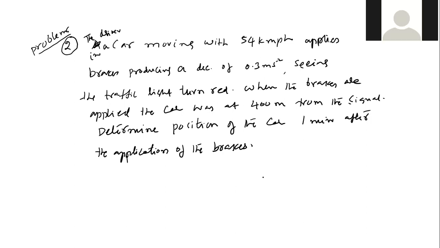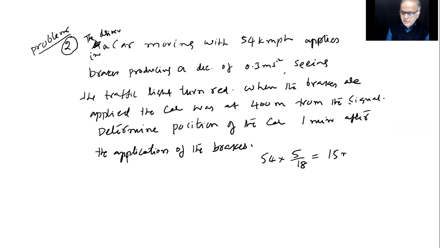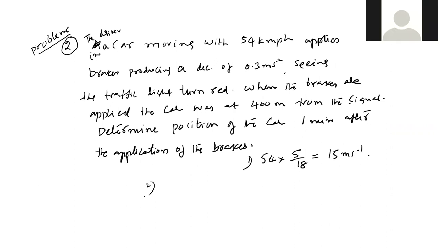Sir, first we have to convert the speed from kilometers per hour to meters per second. Right? Okay, we do that. 54 into 5 by 18, isn't it? So 15 meters per second. Done. Then what is the second step? Sir, use S is equal to ut plus half at square formula. Right. So tell me.